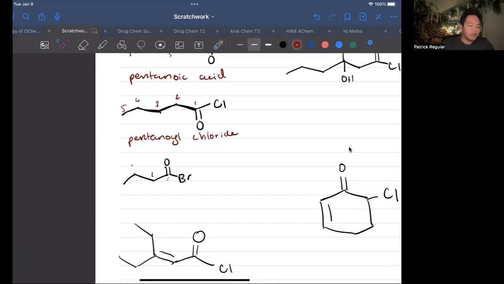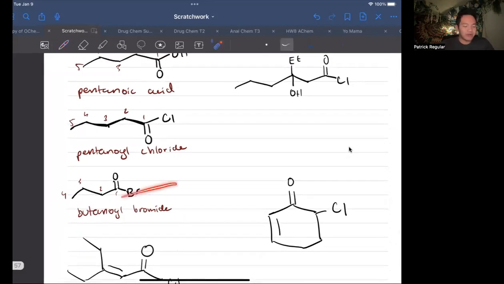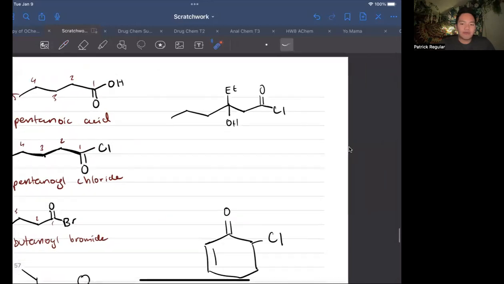So if 1, 2, 3, 4, this is going to be butane, drop the E. It would be butanoic acid, but it's going to be butanoyl bromide. Now, you won't use bromide because we like chlorine for the chemistry, because acyl chlorides are amazing. So I'm just saying this right now. You won't really see that, but I'm just trying to make it clear. The bromide, the chloride, it matches with whatever group you have.